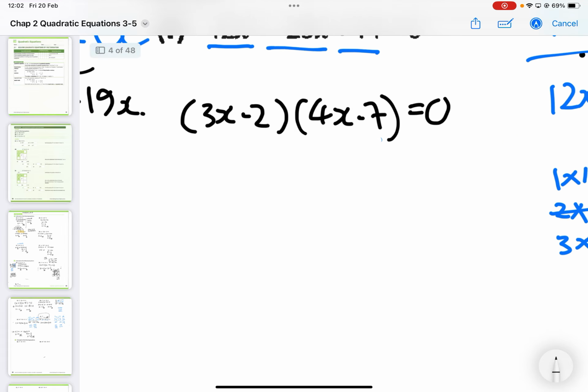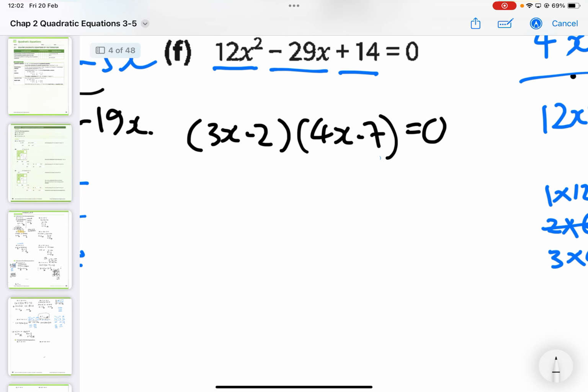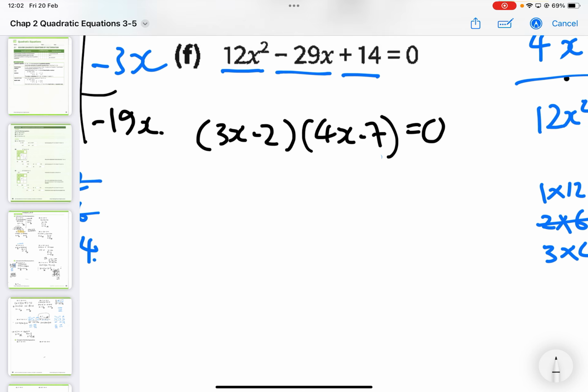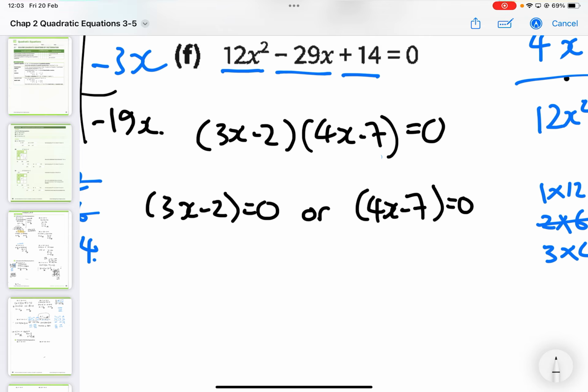Okay. Then from here, you all should be able to do bracket times bracket to make 0. Then either the first bracket equals 0 or the second bracket equals 0. Both of them can make your left hand side 0. Either this one 0 also can make here 0. This one 0 also can make the whole thing 0. Okay? So they both can satisfy this equation.